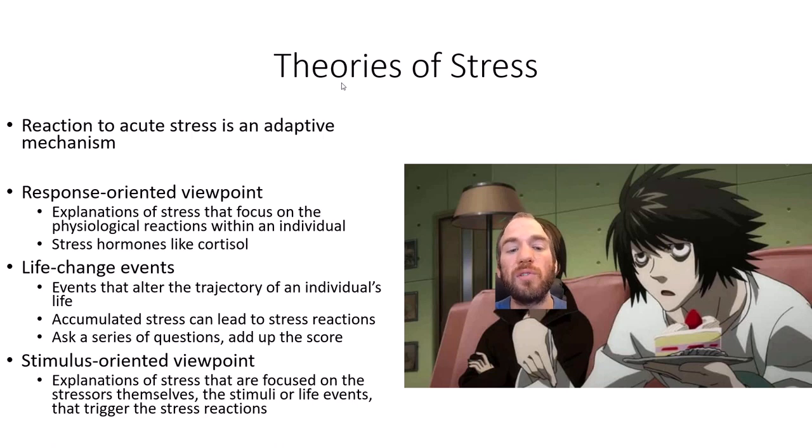One way to measure this is to ask a series of questions about the amount of stress one experienced in their life, and then add up the total amount of stressors, and then do correlations or more rigorous statistics on that. But an easy way to think about it is this total raw number of accumulated stressors, as measured in this checklist, correlated with internalizing behaviors. And stimulus-oriented viewpoint, explanation of stress that focuses on the stressors themselves, the stimuli or life events that trigger the stress reactions. So this is looking at specific events, so a hurricane, a war, a recession, COVID, something along those lines.